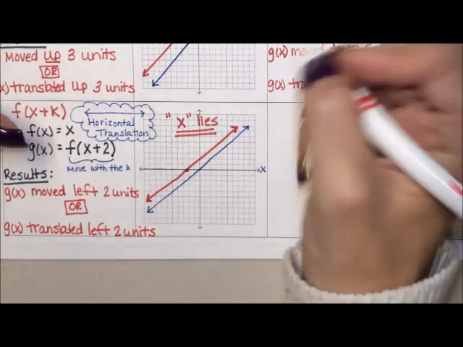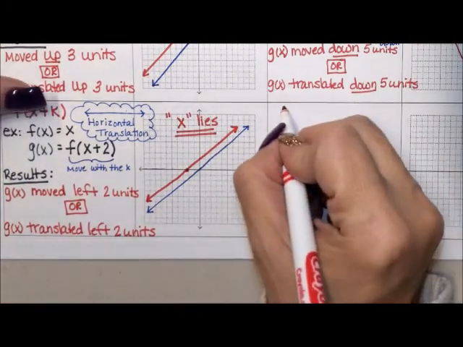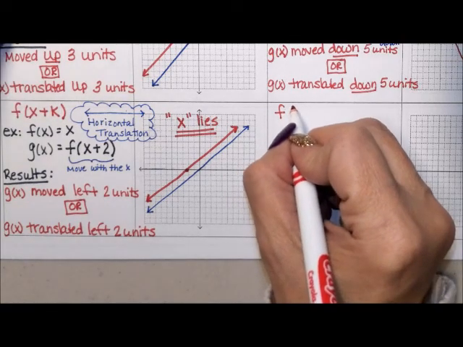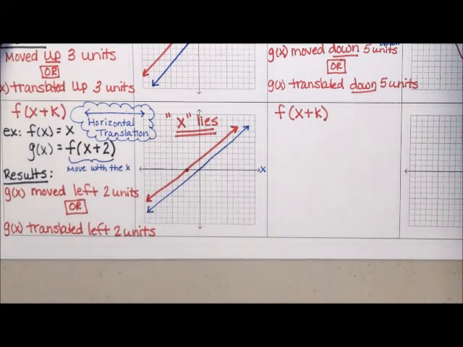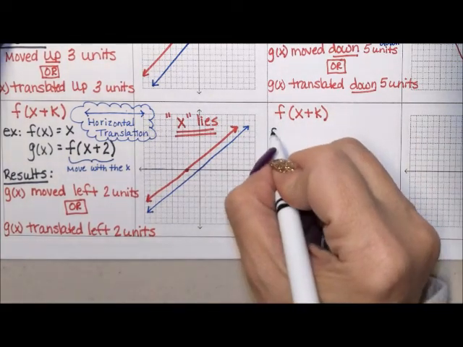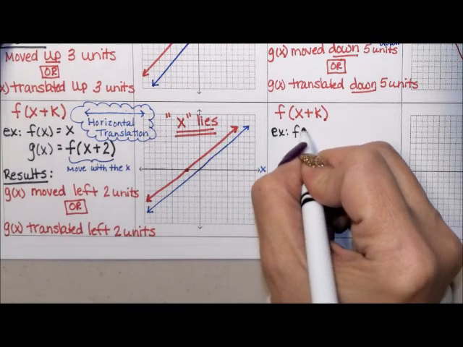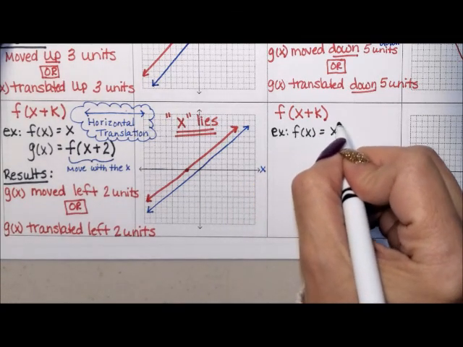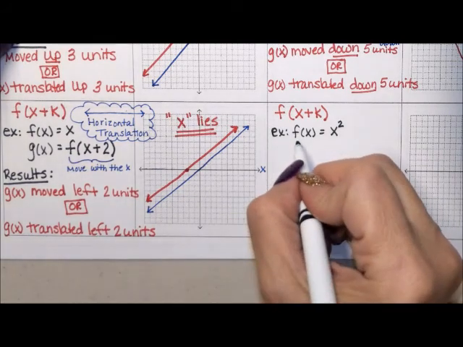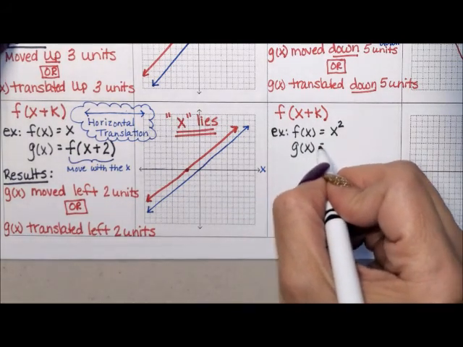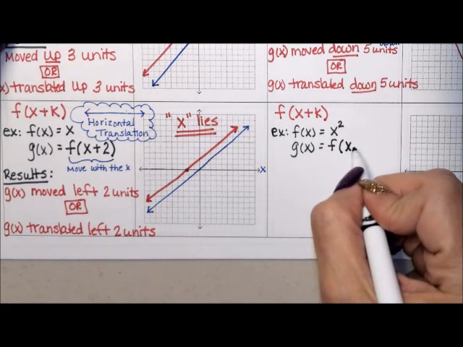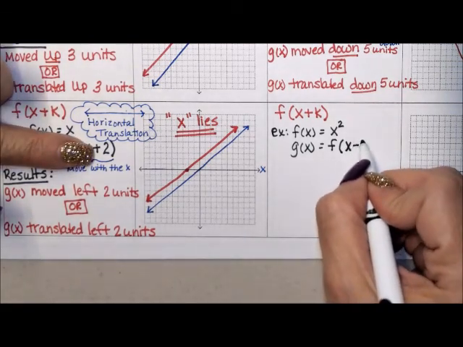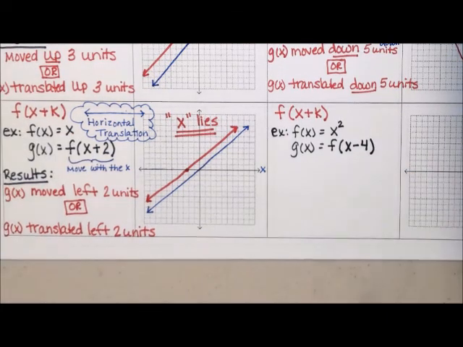Okay, I want to take a second. Let's see if you got it, because if you can do it with my quadratic equations, then you got it. f of x plus k. All right, so let's put our examples. f of x equals x squared. Remember, that's my parent function. Going to have a baby, g of x, and it's going to be f of x, we did plus over here, so let's do minus 4.